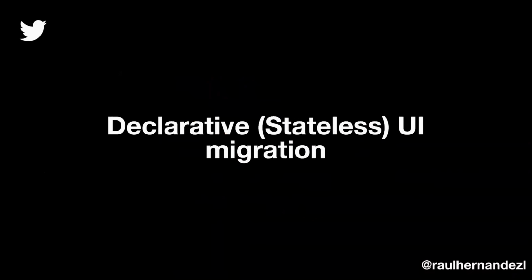So let's see some declarative stateless UI migration. Why stateless? Because declarative doesn't really care about state. So we are basically changing this rendering. So no more imperative UI for the rendering of the results, but declarative UI.